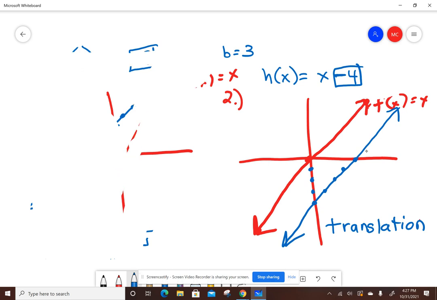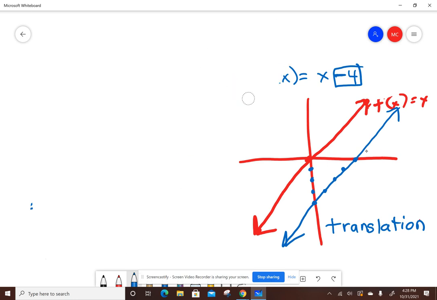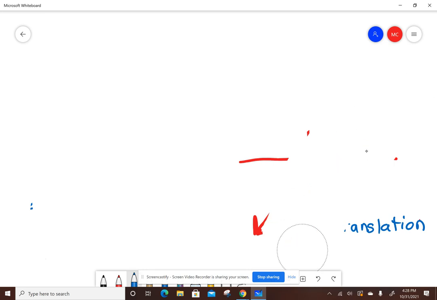Now, for the next two, see if you can look ahead and guess what type of transformation that is based upon what we did with the shapes before. So what did we call it when we multiplied by a number greater than 1 or multiplied by a number in between 0 and 1?